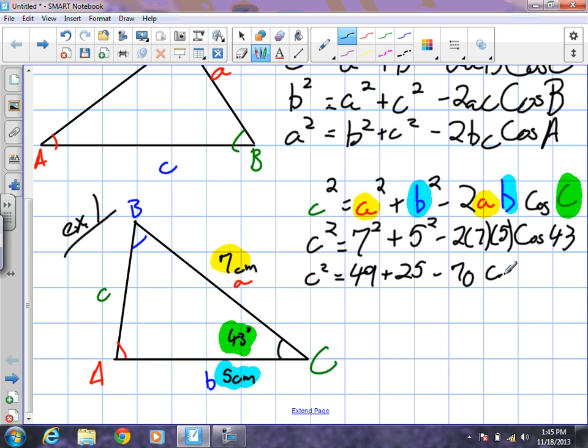Now, this is a very common error, so pay close attention. Most people will do this. They'll add 49, 25, and subtract 70. Why can't I do that? Bad math. What do I have to do first?